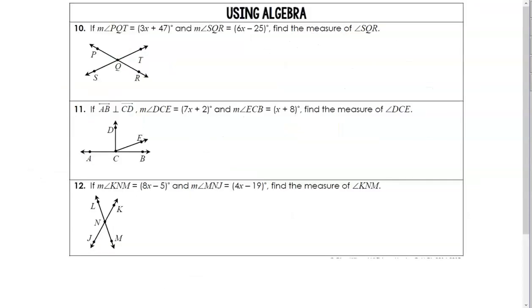All right, so number 10, it says that PQT is 3x plus 47. So that would make this 3x plus 47. And it says SQR is 6x minus 25.